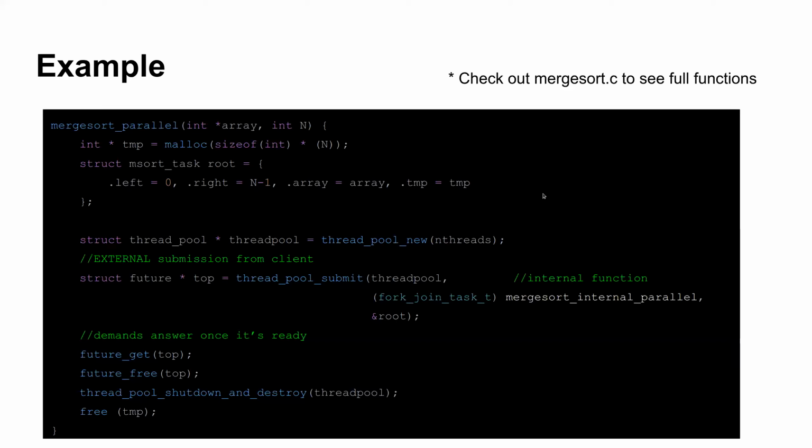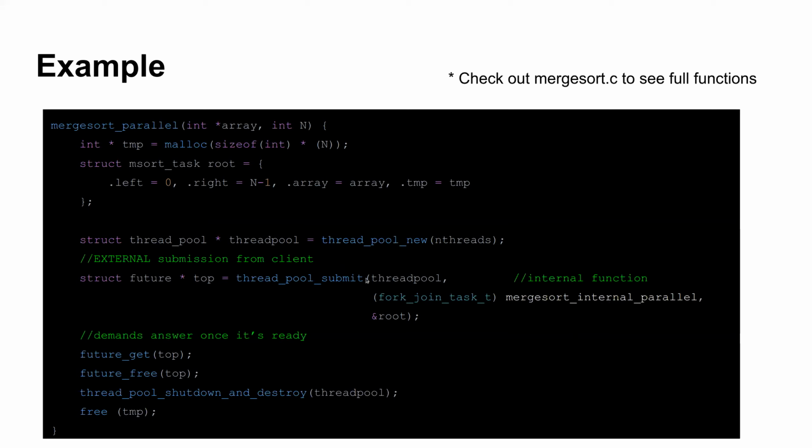So we have some example code in here. In the GitLab repository, we have our merge sort.c file, which is one of the testing files that the thread pool will run. And as you can see here, we have an external submission when we call thread pool submit right here. This is called by the client merge sort. And then it points it to a function pointer, merge sort internal parallel, which is an internal function which will be executed by the merge sort once the thread pool is ready to submit that task.